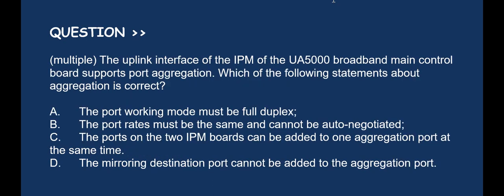Next one, the uplink interface of the PIM of a UA5000 broadband main control board supports port aggregation. Which of the following statements about aggregation is correct? Option A, the port working mode must be full duplex. Option B, the port rates must be the same and cannot be auto-negotiated. Option C, the ports on the two IPM boards can be added to one aggregation port at the same time. Option D, the mirroring destination port cannot be added to the aggregation port. The correct answers are option A, B and C.